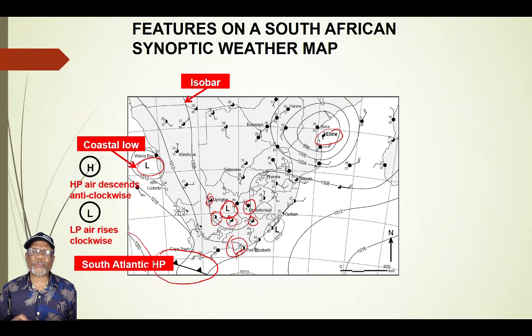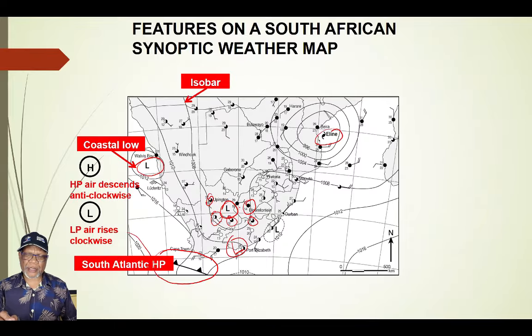And then what you should know with the high pressure cell is the air is descending. That is why when we have the Kalahari high pressure in the interior, we don't have condensation, because the air is descending and it heats up. And with a low pressure cell, the air will rise, and rising air will condense and form clouds as you see in this synoptic weather map.